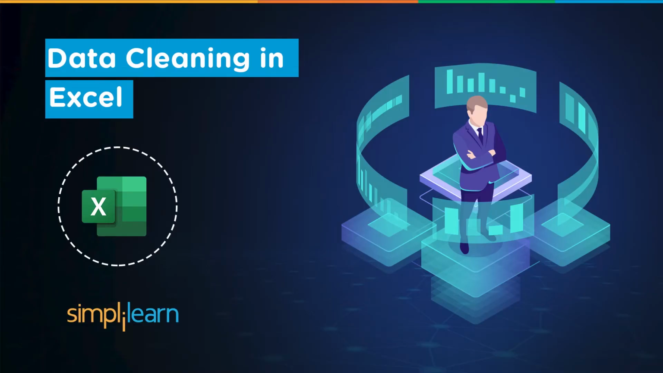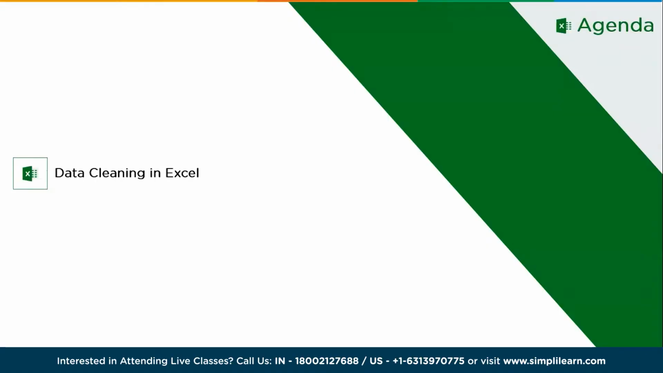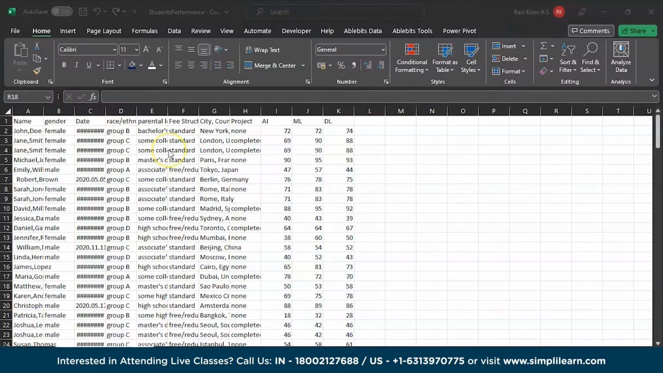Hey everyone, so let's get started with data cleaning in Excel. So without further ado, let's get connected to Excel where we have the dataset that we need to use to perform the data cleaning process. So right now on my screen you can see a simple dataset which has details of students. So we have name, gender, date of joining, race or ethnicity, parental level of education, country, project, and their scores and everything, right?